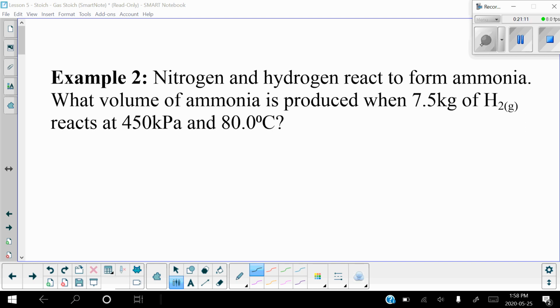First things first, we need to get this set up. Nitrogen gas reacts with hydrogen gas to produce ammonia.